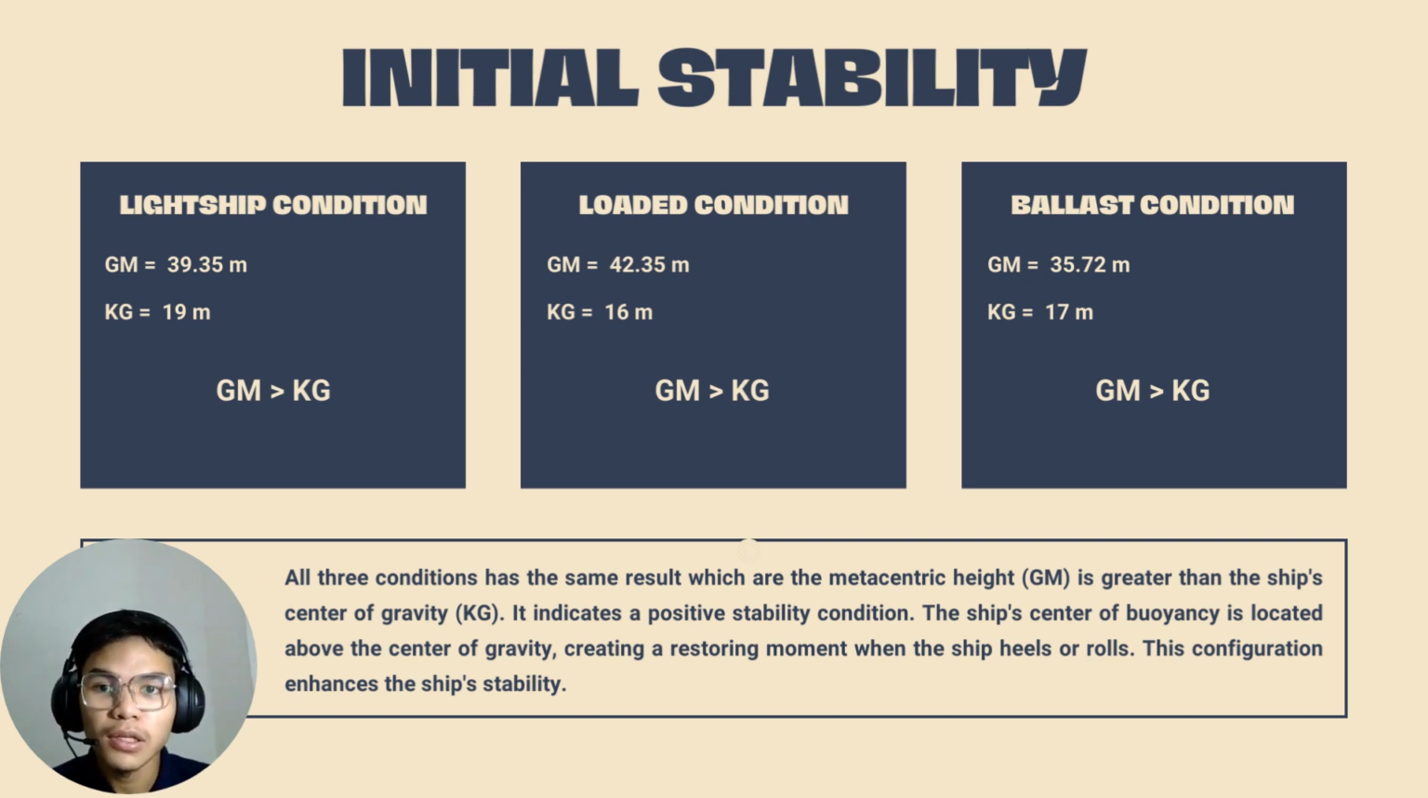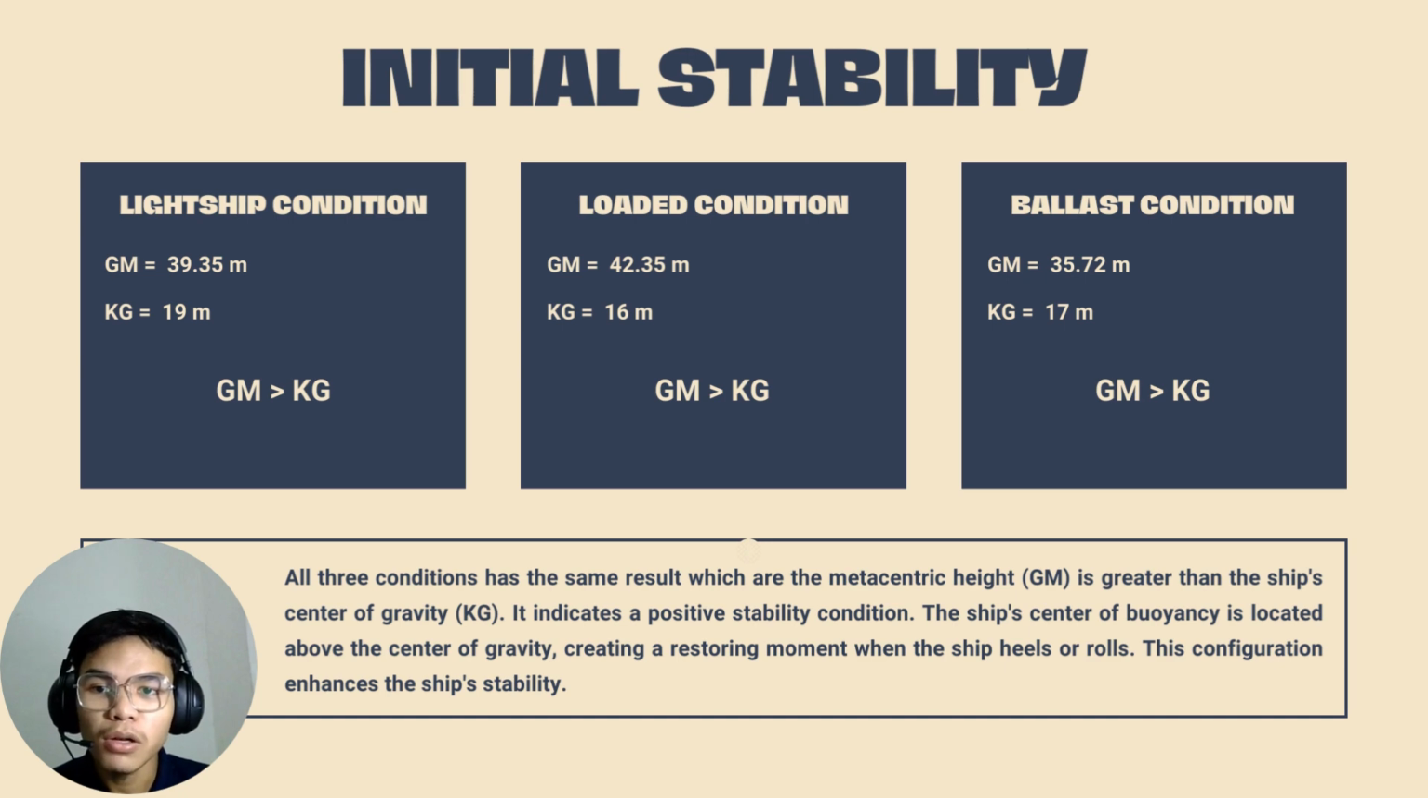Now, I will continue to the initial stability. In all three conditions of the tanker ship, which are light ship condition, loaded condition, and ballast condition, we can compare the values of metacentric height, or GM, with the ship's center of gravity, which is KG, to assess the ship's stability.